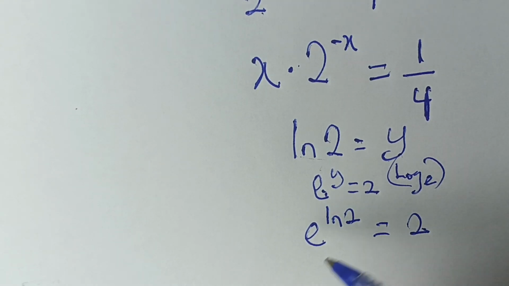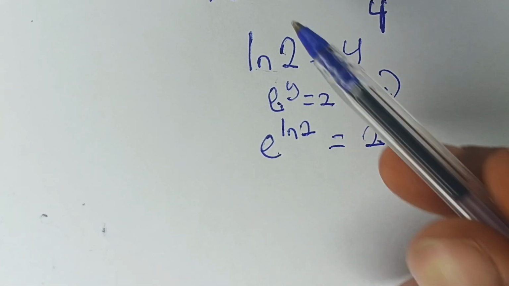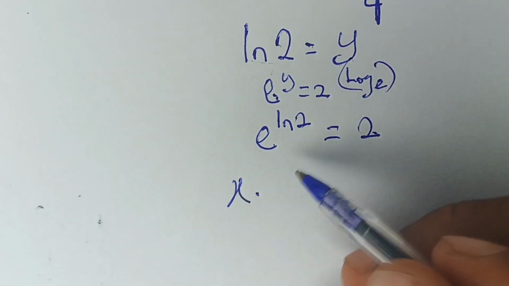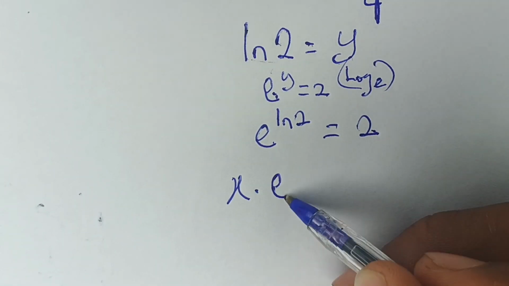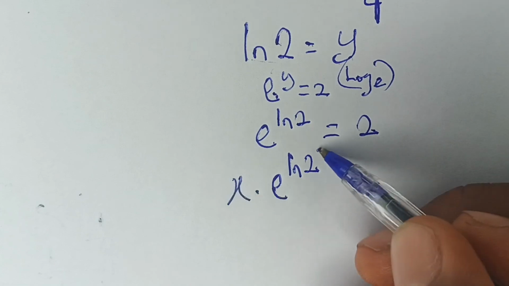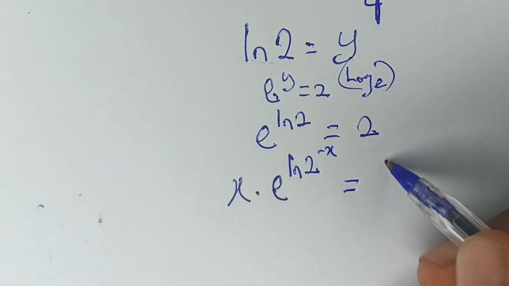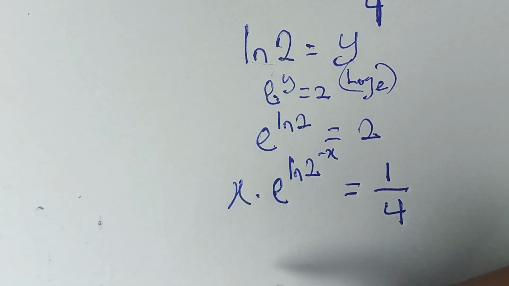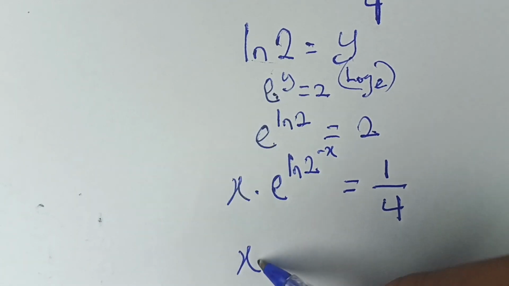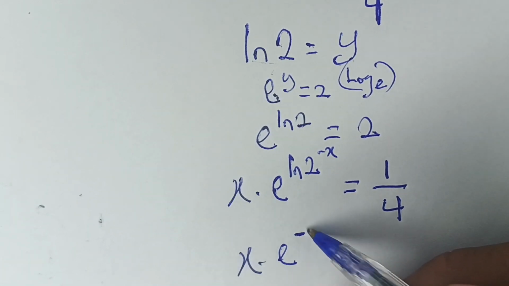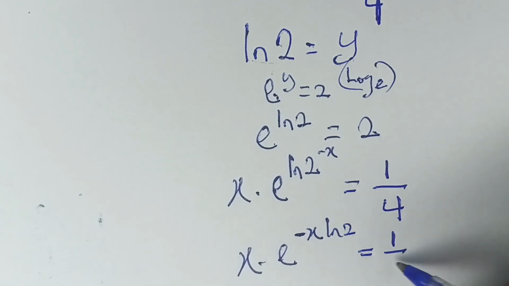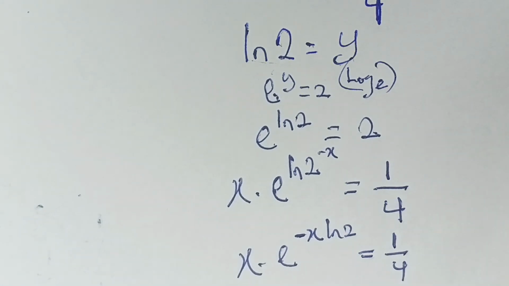Now let's substitute 2 with e raised to power ln of 2 in this question. So we're going to have x multiplied by e raised to power ln of 2, all raised to power negative x, equal to 1 over 4. Now from here we can say that x multiplied by e raised to power negative x times ln of 2 is equal to 1 over 4. Again, this is from the laws of logarithm.